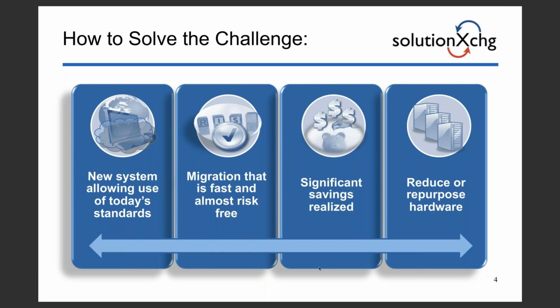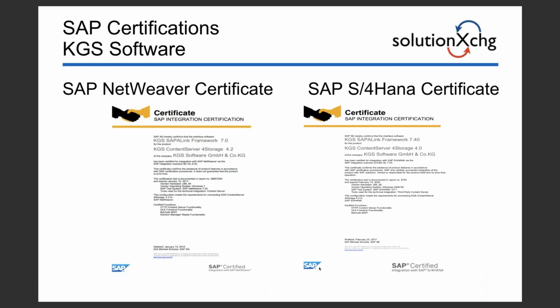The solution can be completely virtualized, and that in itself is a huge saving and a huge advantage. Now, the solution we're talking about and we're promoting is the KGS software solution. The KGS is fully certified for your classical SAP ERP solution as well as for your SAP HANA solution.